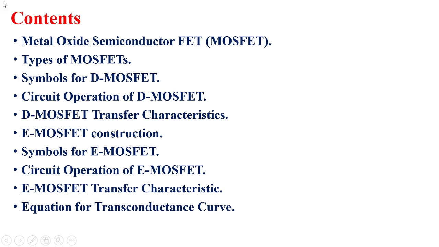Today's contents are metal oxide semiconductor FET, MOSFET, types of MOSFETs, symbol for DMOSFET, circuit operation of DMOSFET, DMOSFET transfer characteristic, EMOSFET construction, symbol for EMOSFET, circuit operation of EMOSFET, EMOSFET transfer characteristic, equation of transconductance curve.